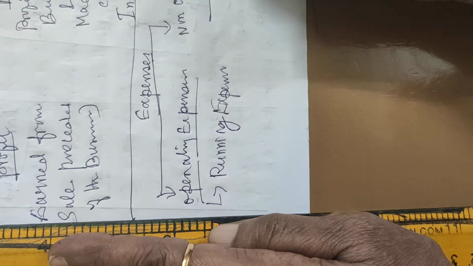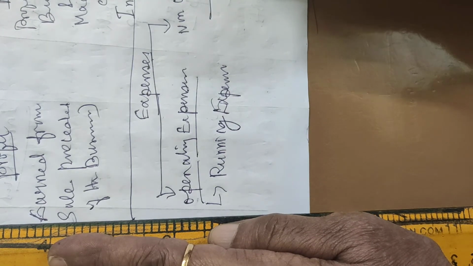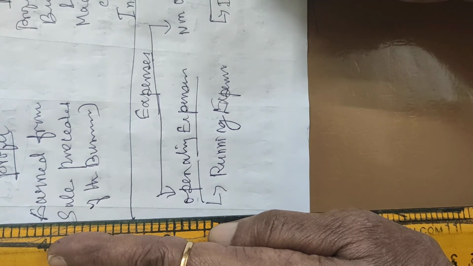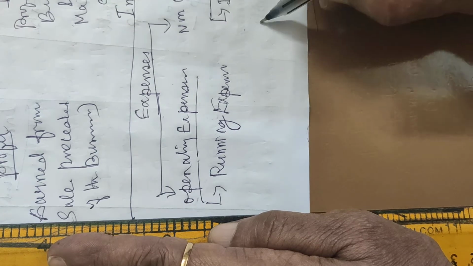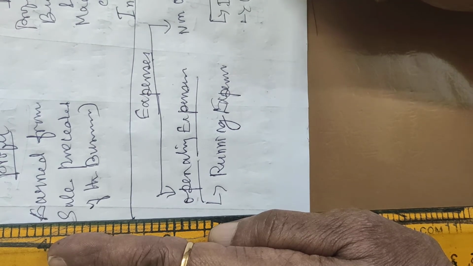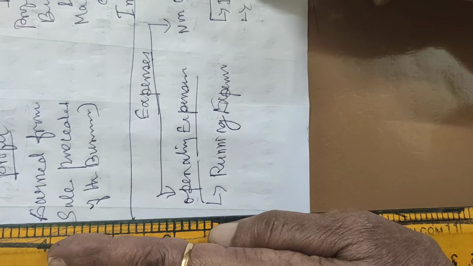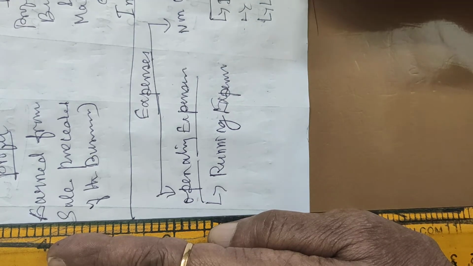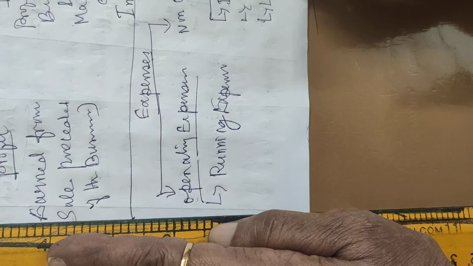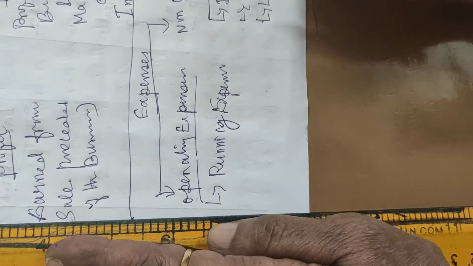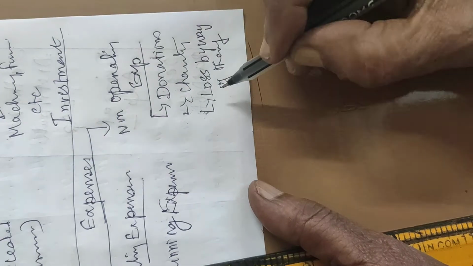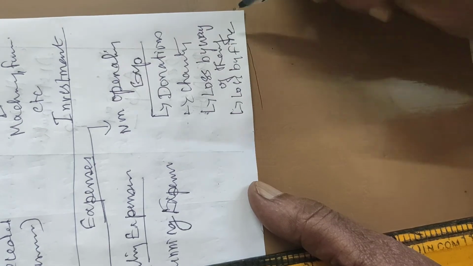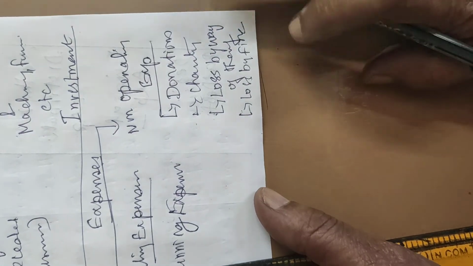And what do you mean by non-operating expenses? Non-operating expenses are expenses incurred by the business in the form of donations paid by the business, or charity amount spent, and then loss by way of theft, sometimes loss by fire. These are the non-operating expenses.